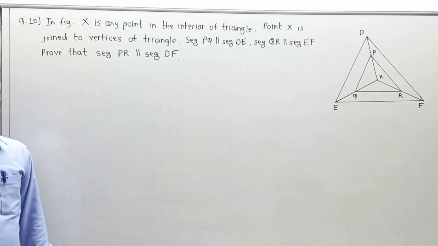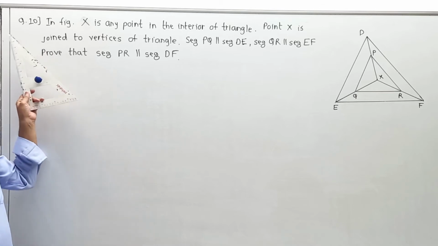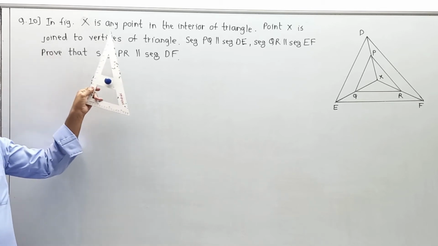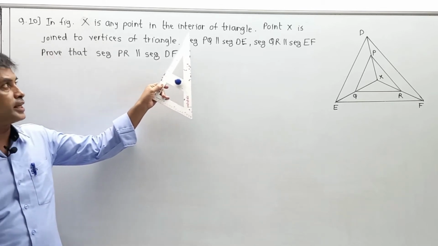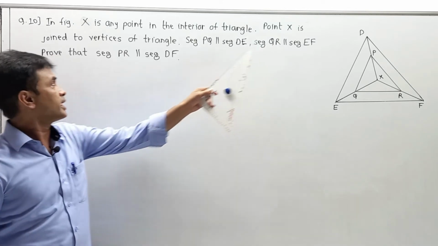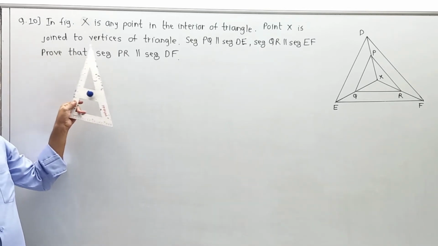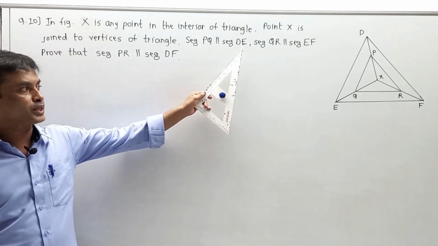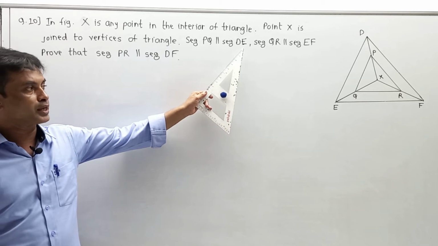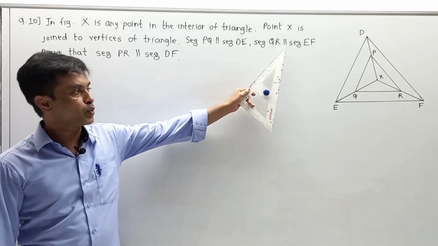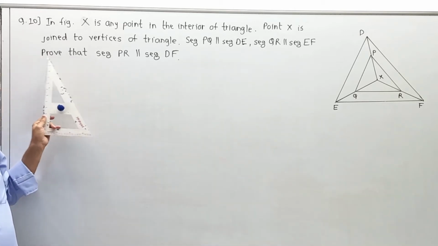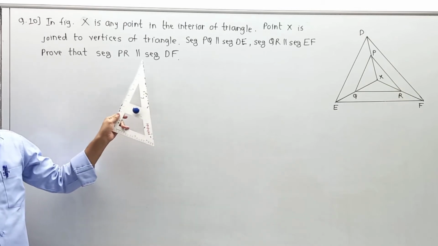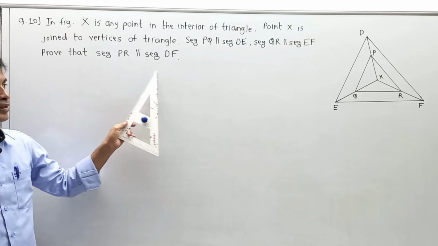Hello students, now we are moving to the next numerical, that is question number 10, and the part is, in the figure, x is any point in the interior of a triangle. Point x is joined to the vertices of the triangle. Segment PQ is parallel to DE and segment QR is parallel to EF. Then prove that segment PR is parallel to segment DF.